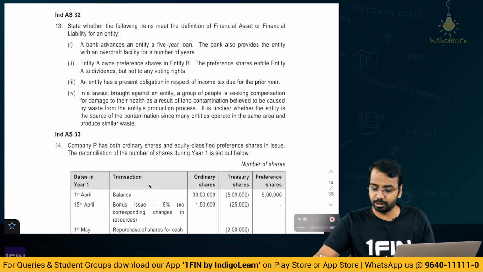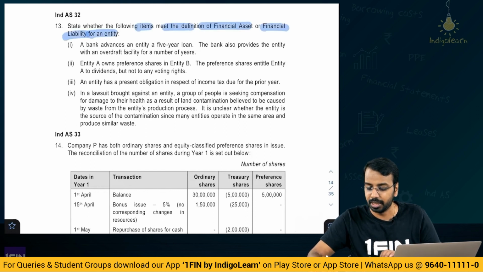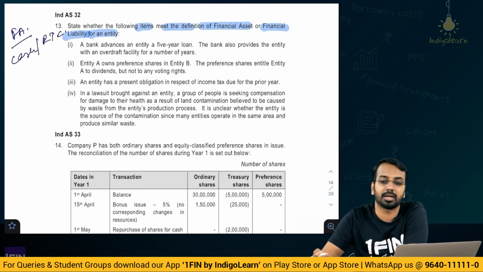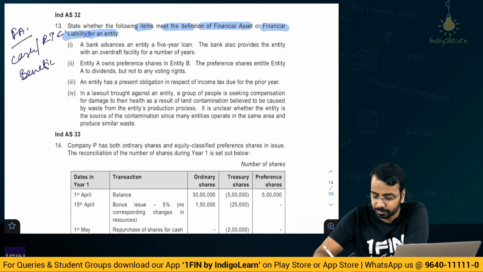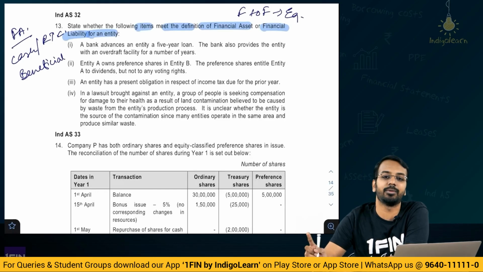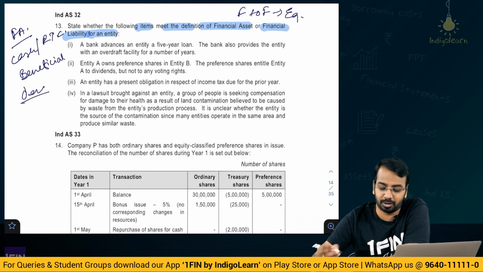Then coming to Ind AS 32. State whether the following items meet the definition of financial asset or financial liability for an entity. Now, a few things for you to quickly remember. Whenever we say it is a financial asset, there has to be cash or a right to receive cash, or it has to be something which is beneficial. And if there is something which is fixed to fixed in exchanging shares, it will be equity. If it is not fixed to fixed, then it is a liability or an asset depending on the category, right? If it is a derivative, you have to see whether you are in gain or loss.